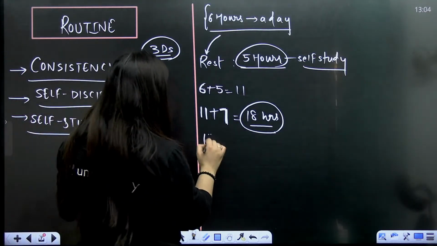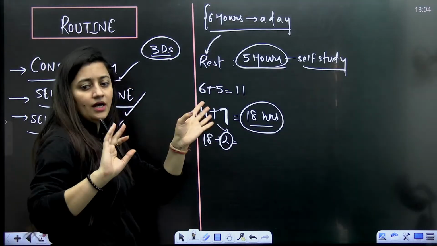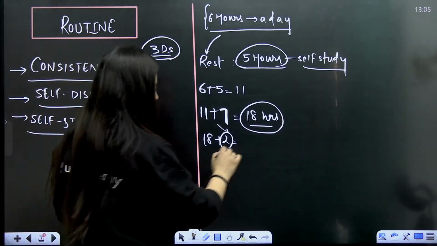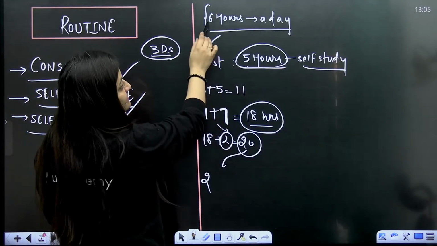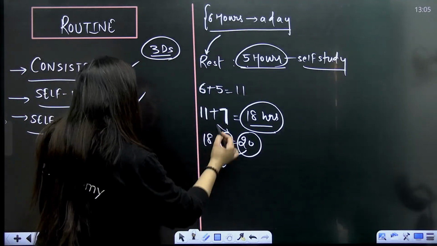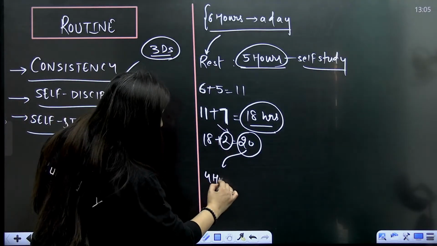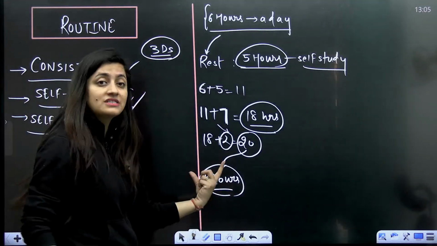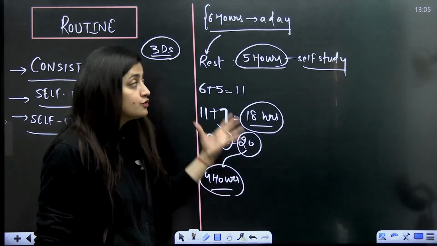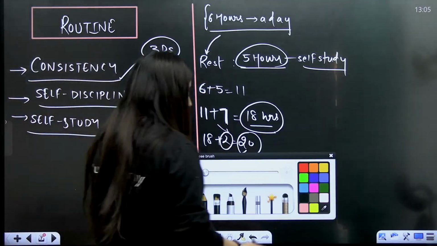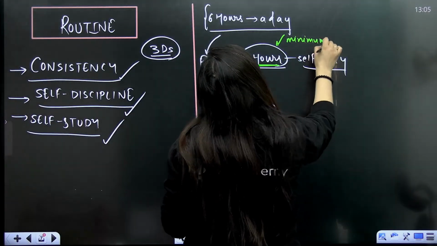Let's suppose plus 2 hours are for miscellaneous activity, bathing and all the things I'll include here, 20 hours. Even in that 20 hours, 5 plus 6, just 11 hours. So still you have 4 hours left, in which you can give yourself a break, in which you can play, make notes, solve questions. So you have sufficient time, but do not forget: if you're not going to school, other than classes, minimum 5 hours should be for self-study.